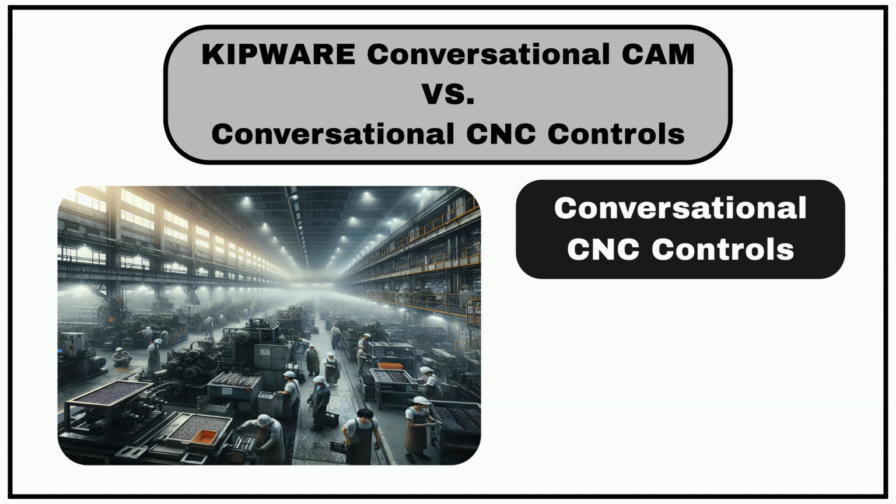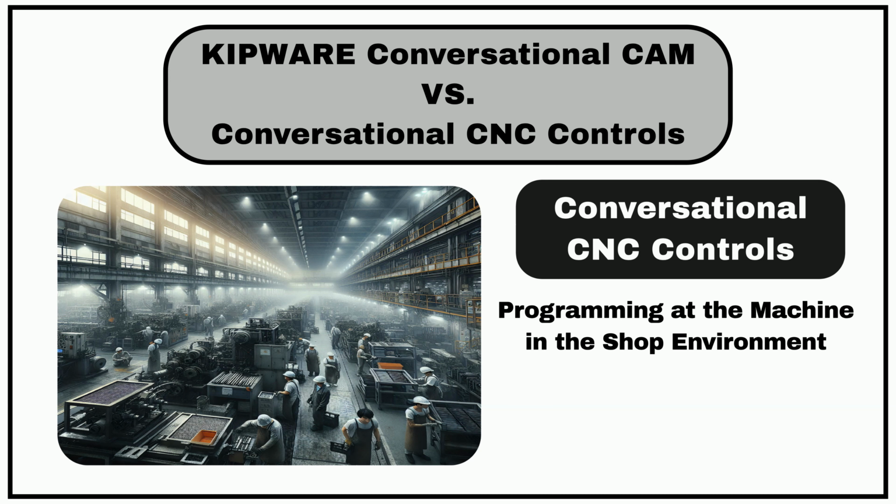Creating G-code at a conversational CNC control means: 1. Programming at the machine in the shop, which is dirty, noisy and full of distractions. 2. Programming at the machine means the machine is usually not producing parts during that process and is basically losing money.